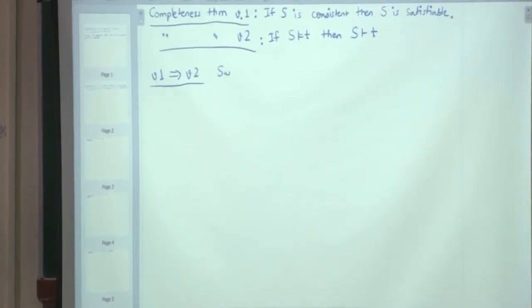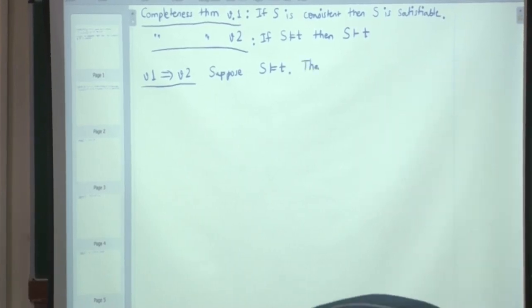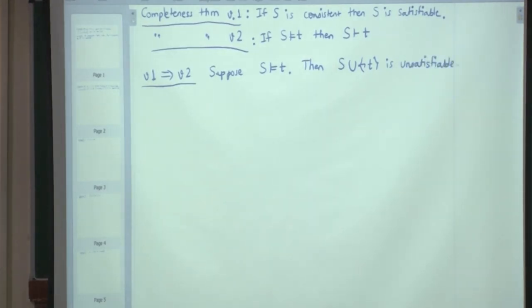Okay, so suppose T is a logical consequence of S, then S union negation T is contradictory or unsatisfiable. Okay, then what? Then by the contrapositive of version 1, S union negation T is inconsistent. And then what? Yes, then by lemma.